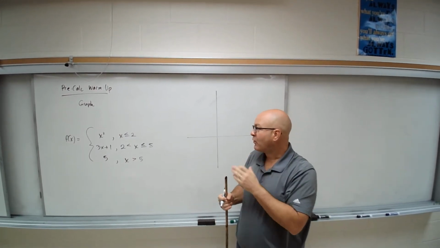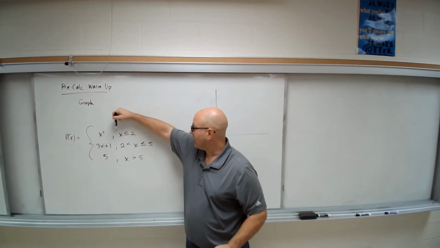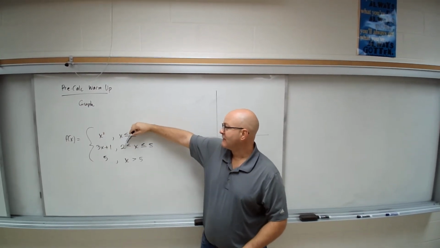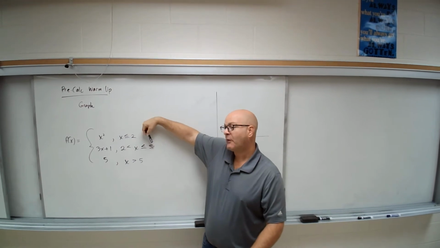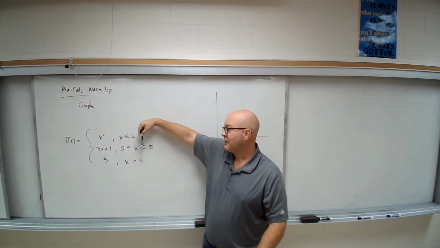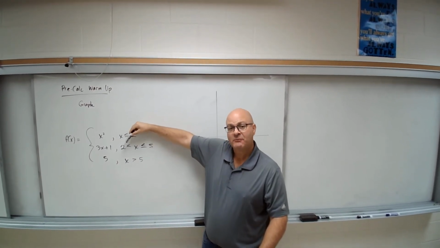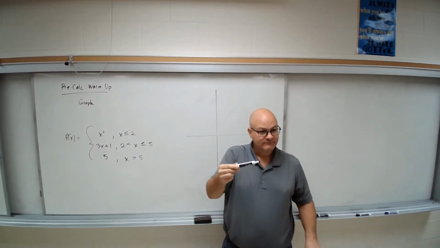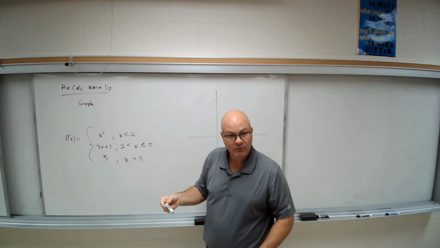What is really important, though, is this graph here, 3x plus 1. It's everything bigger than 2 all the way up to 5. But you have to go all the way to 2 and use an open circle, because we have to include points like 2.01 or 2.3 in there.